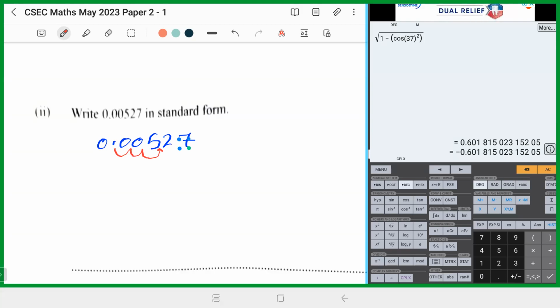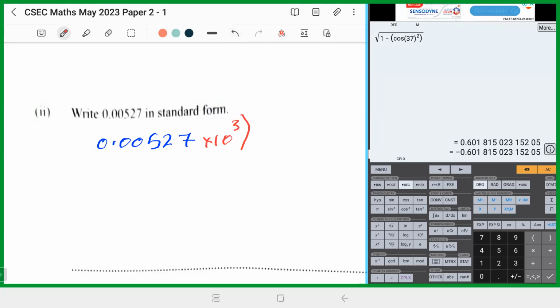Standard form is also called scientific notation. The question is, what would we have to do to move the decimal point to here, after the 5? We have to move it 3 places to the right. 1, 2, 3 places to the right. So to show that I'm going to multiply by what will move it for me, I'm going to multiply by 10 cubed.